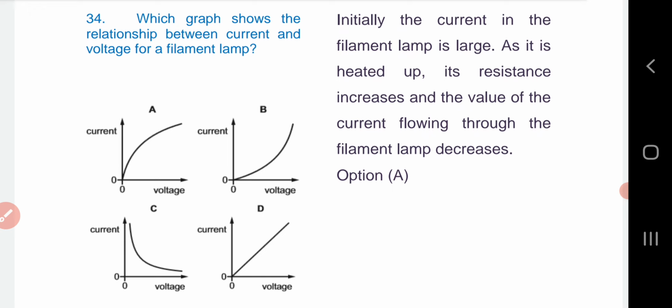Question number 34. Which graph shows the relationship between current and voltage for a filament lamp? And the answer is, initially the current in the filament lamp is large. As it is heated up, its resistance increases and the value of the current flowing through the filament lamp decreases. Option A is the answer.